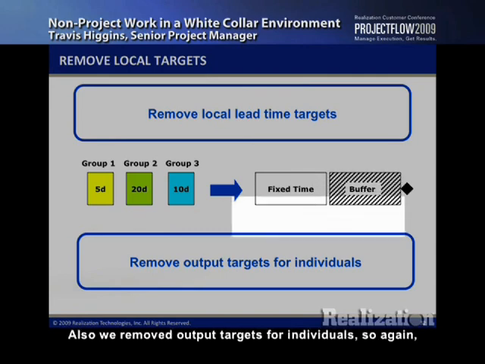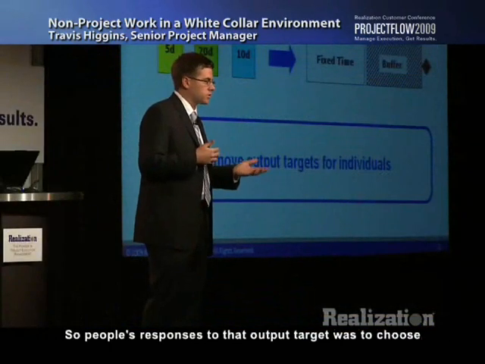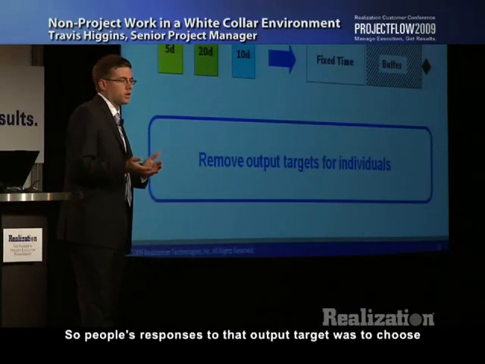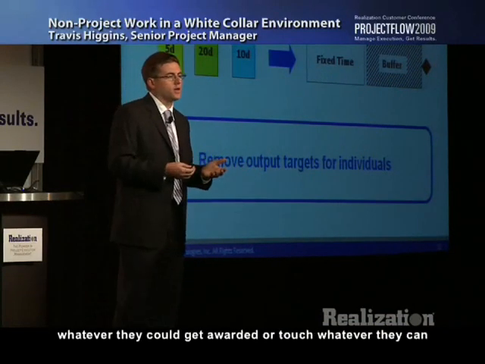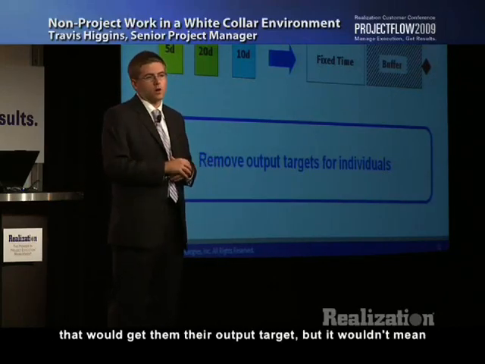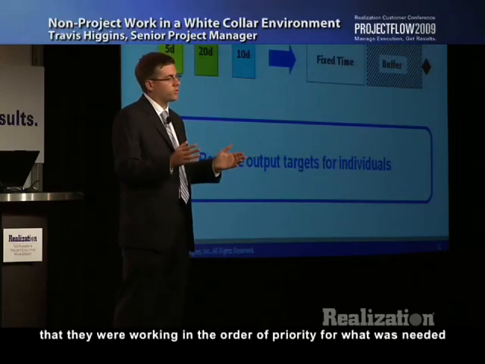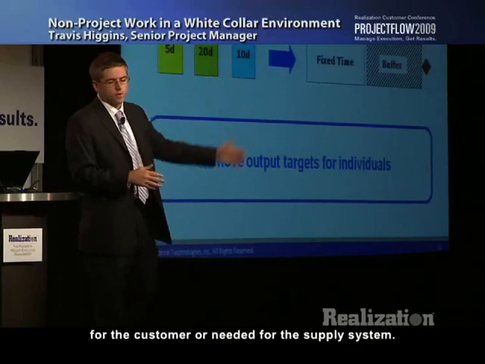Also, we removed output targets for individuals. So again, another attempt to gain accountability for getting our work done was to put individuals on a schedule of a certain number of PRs per month that would say whether they were a good or bad performer. So people's responses to that output target was to choose whatever they could get awarded or touch whatever they can that would get them their output target, but it wouldn't mean that they were working in the order of priority for what was needed for the customer or needed for the supply system.